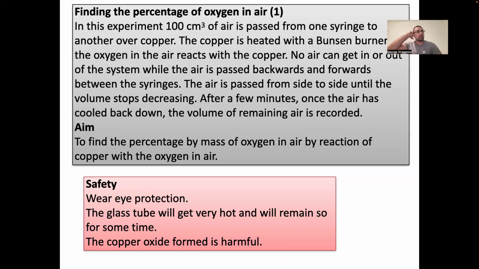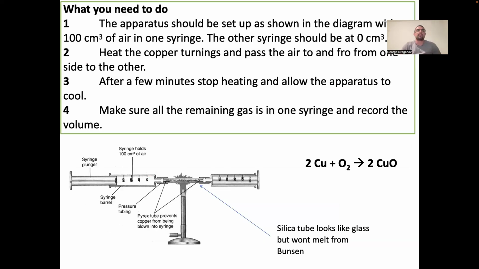Now, to find the percentage of oxygen in air, you can either use a metal or a non-metal. So you can use phosphorus reacting with oxygen to make phosphorus oxide, or you could use copper reacting with oxygen to make copper oxide. So what you have to picture for yourself is that you have two gas syringes. One gas syringe will be with 0 air, and the other gas syringe will be with 100 centimeters cubed of air at the beginning. In between the two gas syringes will be a Pyrex tube that connects them, airtight. Inside the Pyrex tube will be copper metal packed fully.